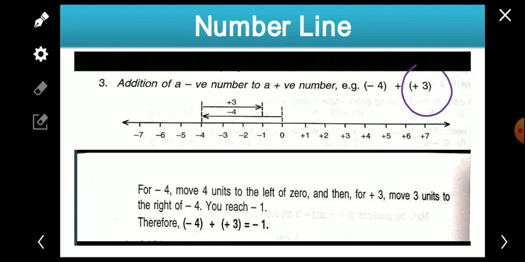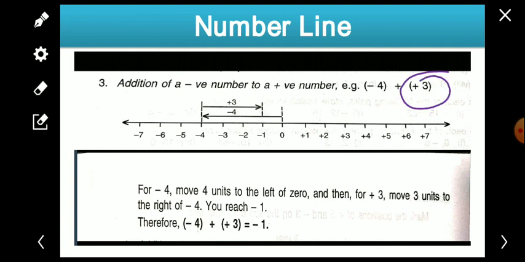Now we have to add a positive number. How to keep in mind: positive then move right side, negative then move left side. So we have to add a positive number, so again we will start moving towards right. Positive number we have to add, so towards right we will move. How many steps? How many units will we move?